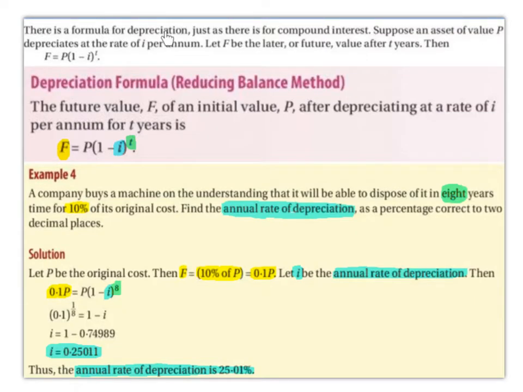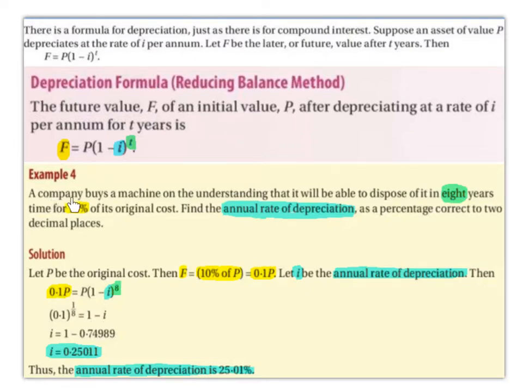There's a formula for depreciation, just as there is a formula for compound interest. Suppose an asset of value P depreciates at the rate of I per annum. Let F be the later or future value after T years. Then F is equal to P times (1 minus I) to the power T. So here we have our depreciation formula.